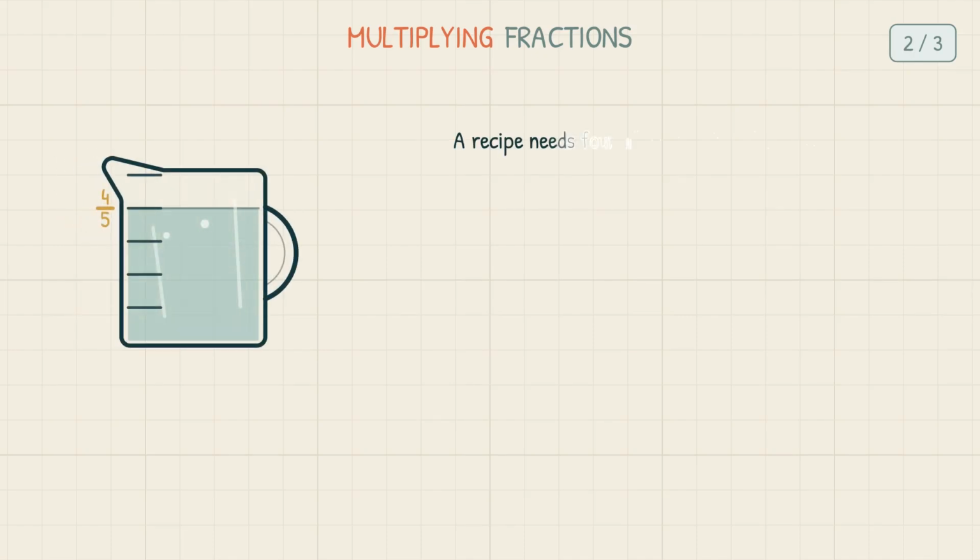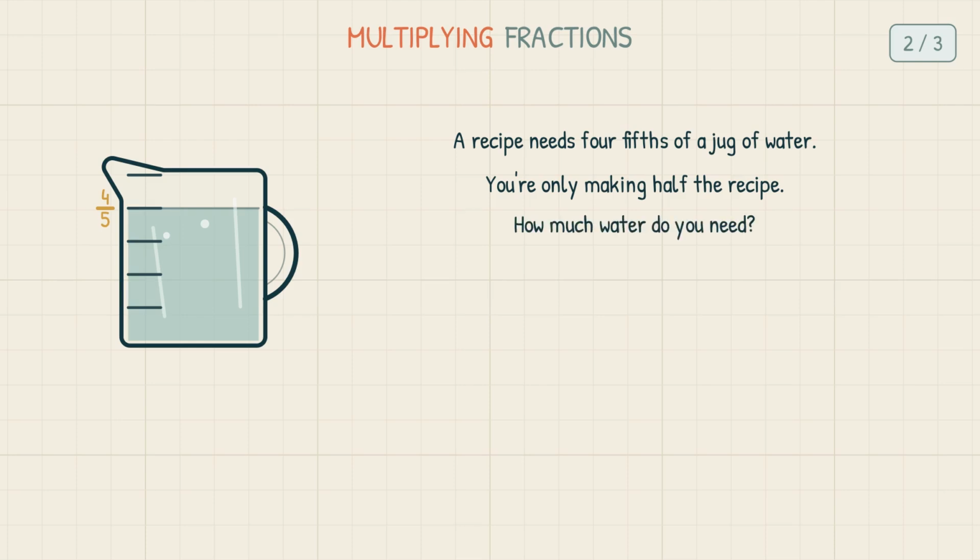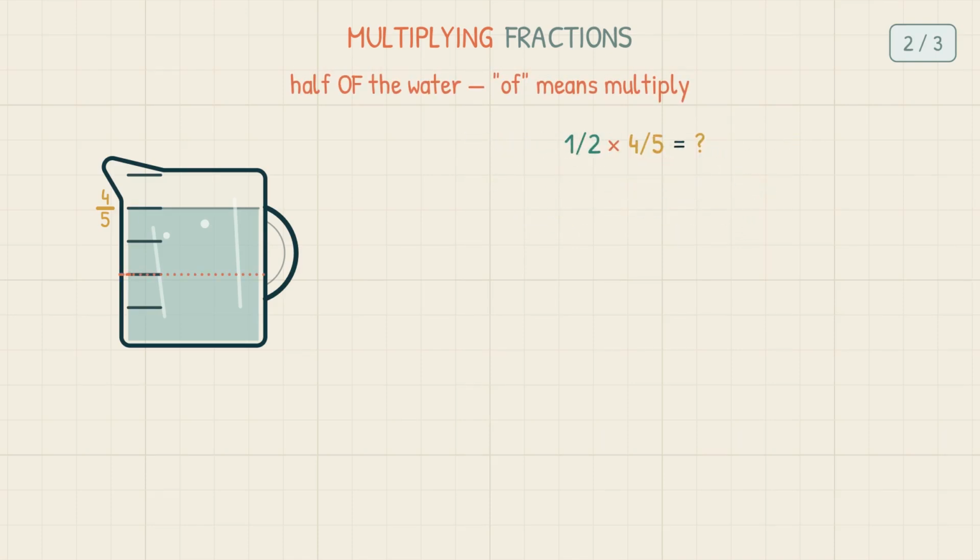Example 2. A recipe needs 4/5 of a jug of water. You're only making half the recipe. How much water do you need? Half of the water, "of" means multiply. 1/2 times 4/5. Straight across.